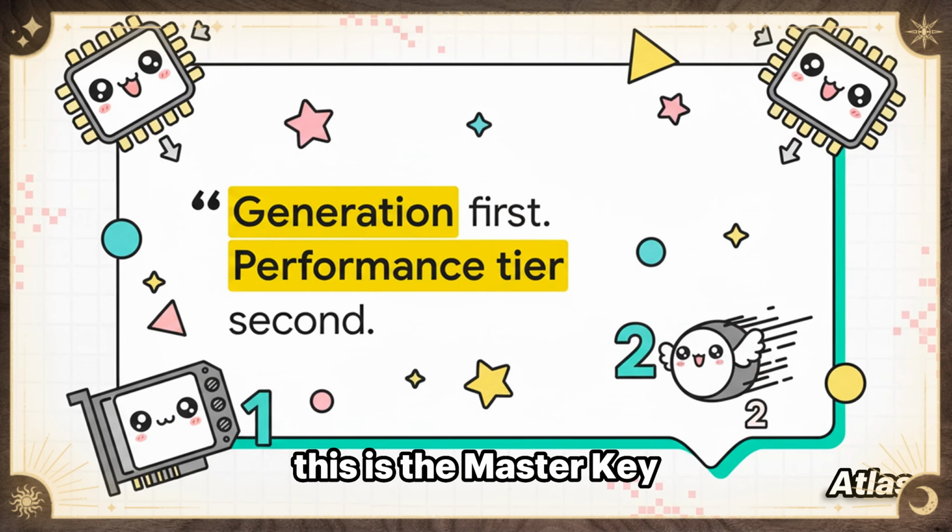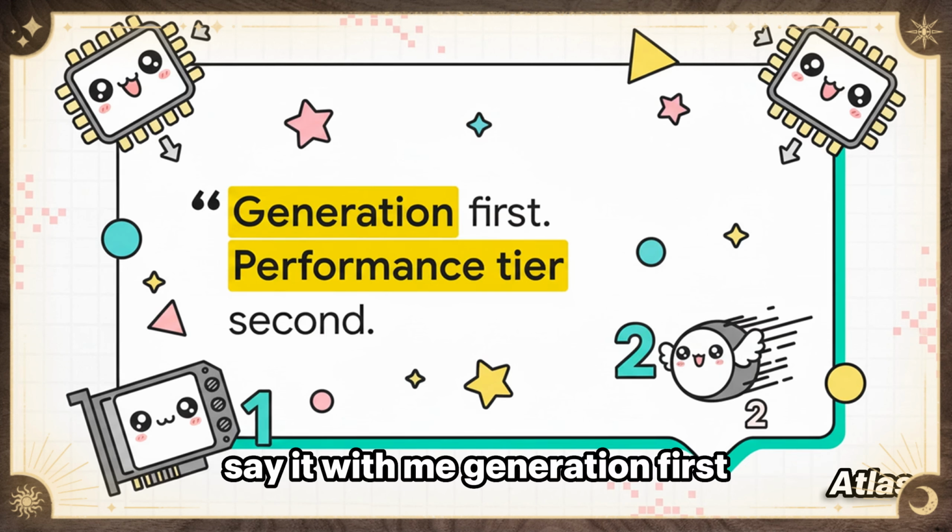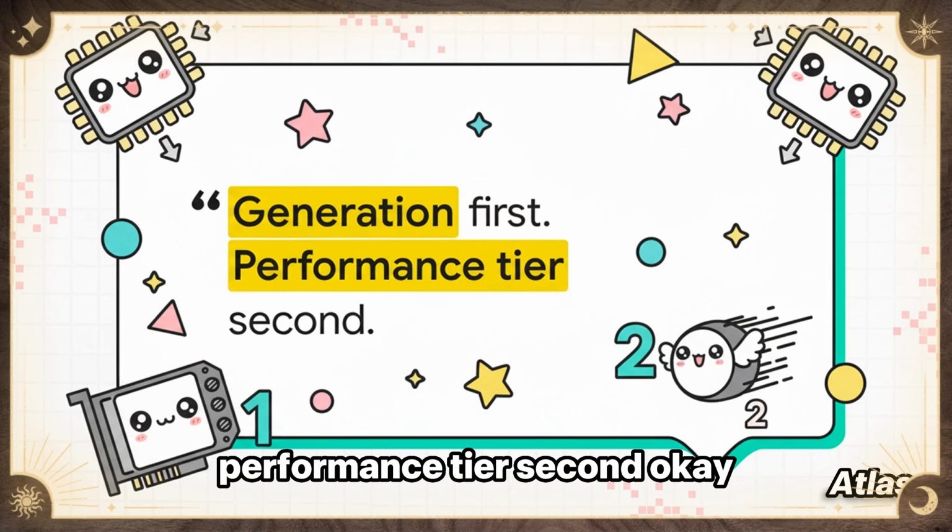So if you remember just one thing from all of this, make it this sentence right here. This is the master key. Generation first, performance tier second. Say it with me. Generation first, performance tier second.